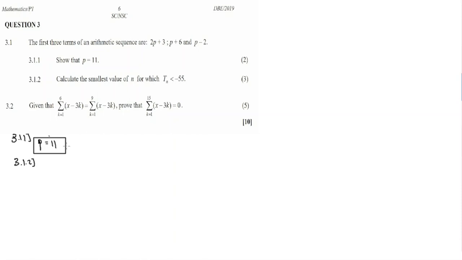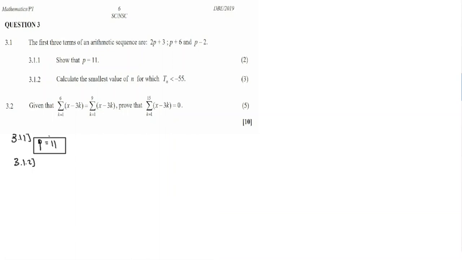3.1.2, calculate the smallest value of n for which tn is less than negative 55. So the tn lana simply suggests that we need the n term. We need the n term for this sequence here, to the arithmetic sequence. So therefore, I need to rewrite the sequence in terms of ama values. Well, without the p.